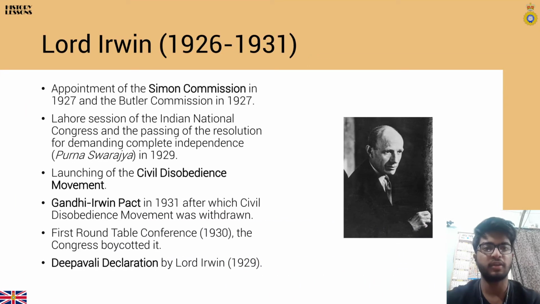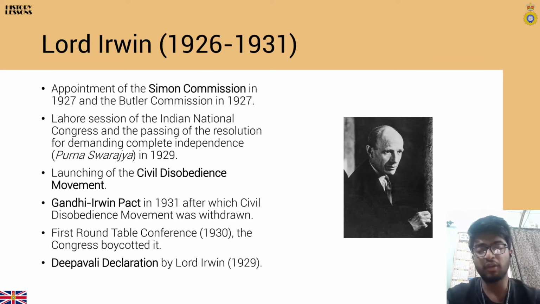Next important Viceroy of India was Lord Irwin, from 1926 to 31. During his reign, the Simon Commission was appointed in 1927, along with the Butler Commission. The Lahore session of the Indian National Congress passed the resolution demanding complete independence, Purna Swaraj, in 1929. During his reign, the civil disobedience movement was launched. The Gandhi-Irwin Pact in 1931 happened during the reign of Lord Irwin, after which the civil disobedience movement was withdrawn.